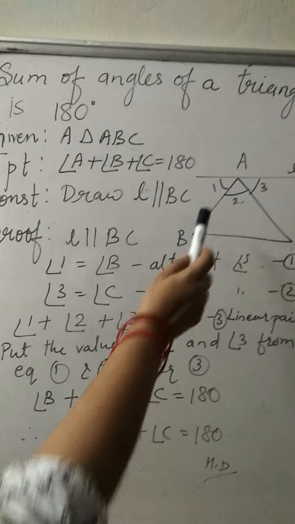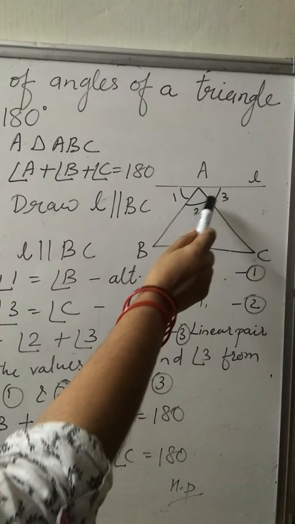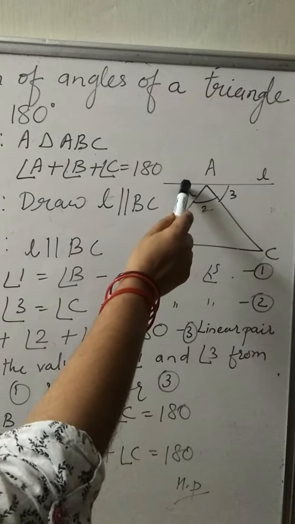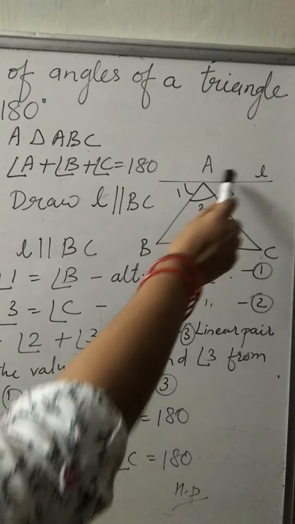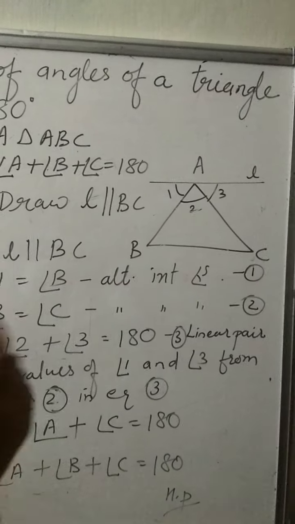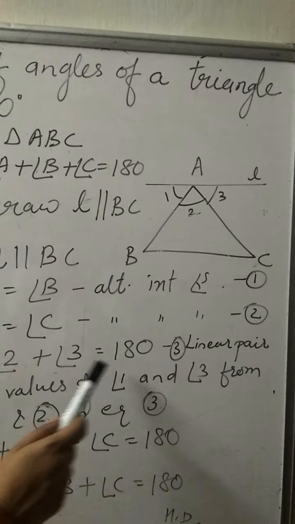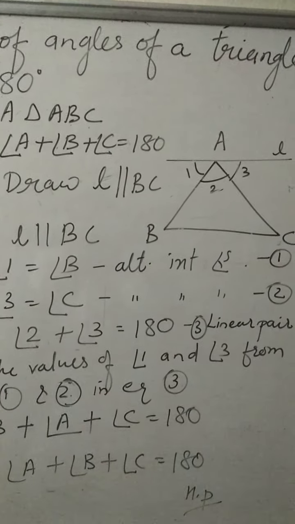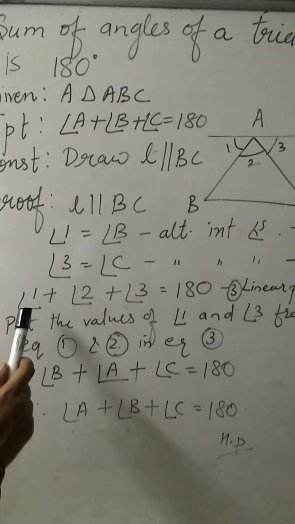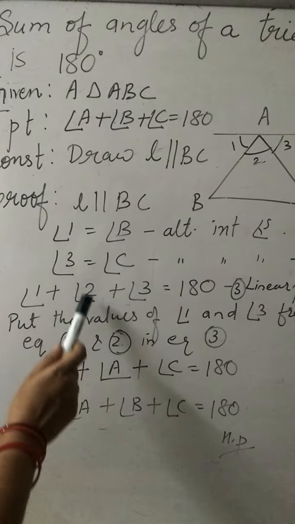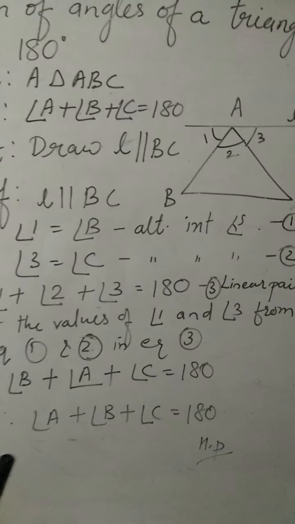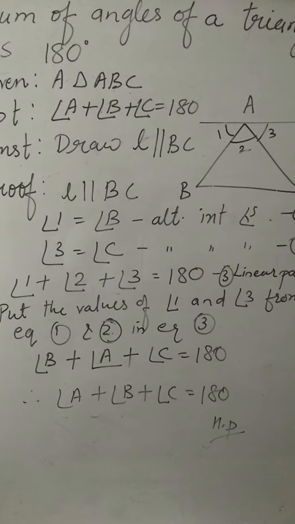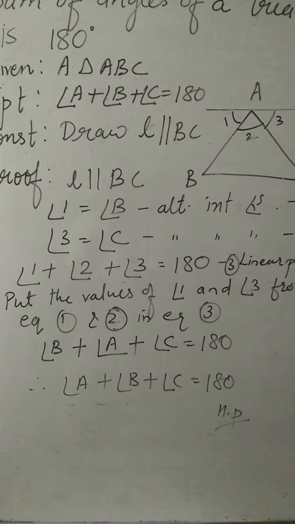And also you can see here angle 1, angle 2 and angle 3 are forming a linear pair. That means when you sum these up, you are getting one straight line, and a straight line is of 180 degrees. So I have written here angle 1 plus angle 2 plus angle 3 is equal to 180 degrees. Linear pair means the sum of all these angles forms a straight angle.